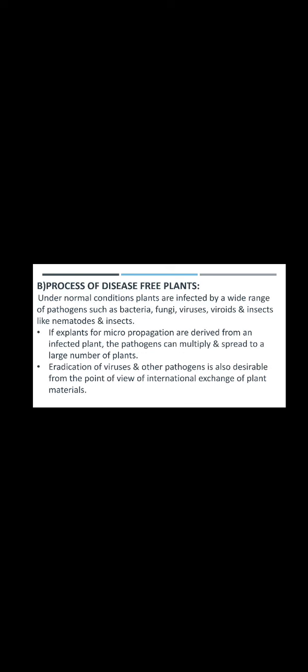Next one is production of disease-free plants. Under normal conditions, plants are infected by a wide range of pathogens such as bacteria, fungi, viruses, viroids, and insects like nematodes. If plants for micropropagation are derived from an infected plant, the pathogens can multiply and spread to a large number of plants. Eradication of viruses and other pathogens is also desirable from the point of view of international exchange of plant materials.